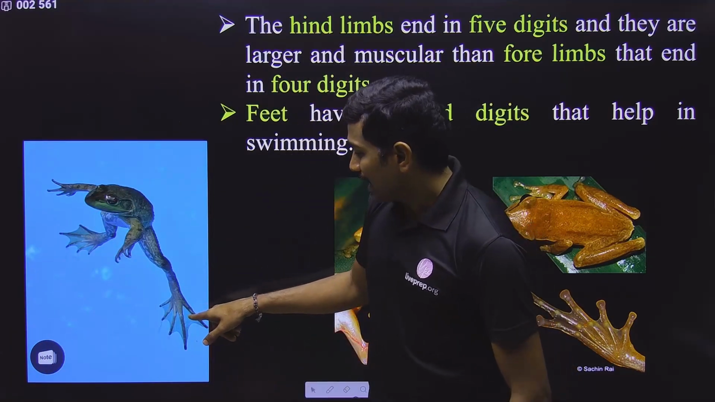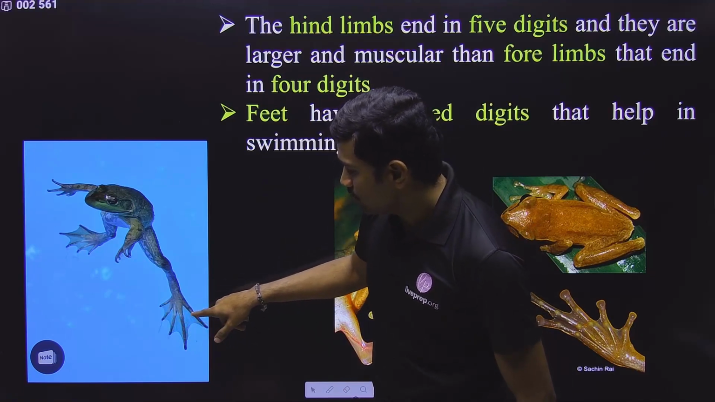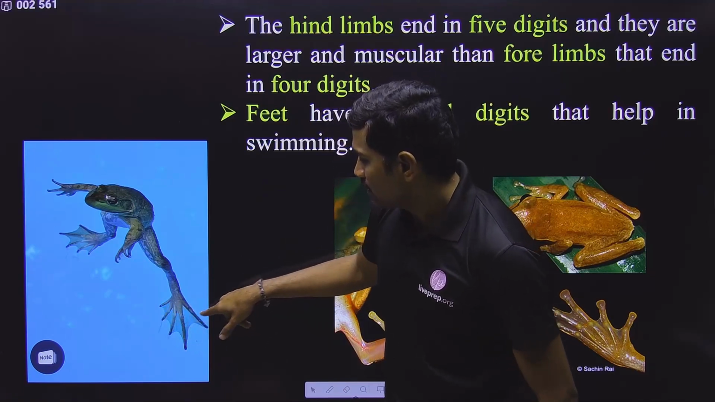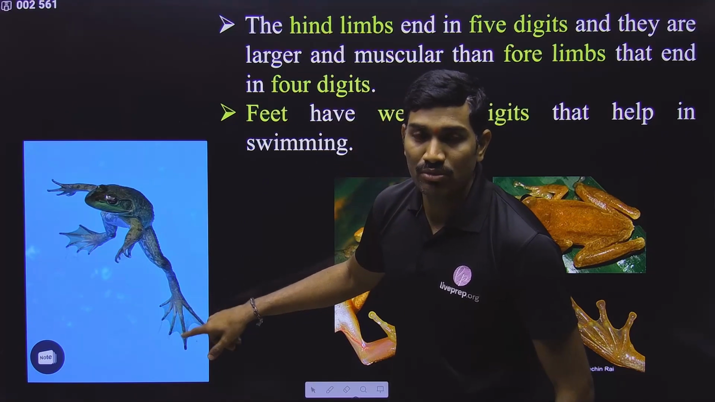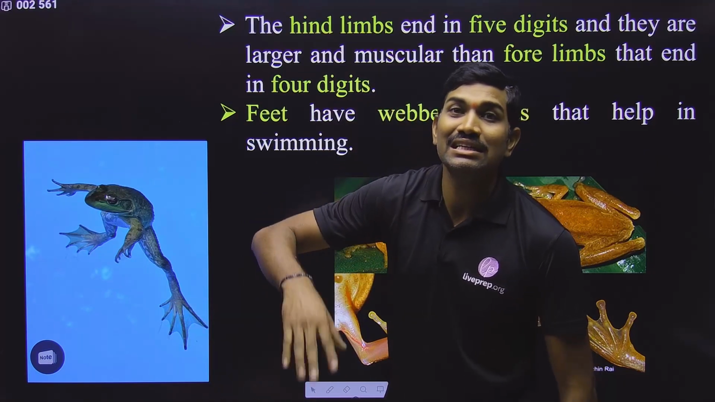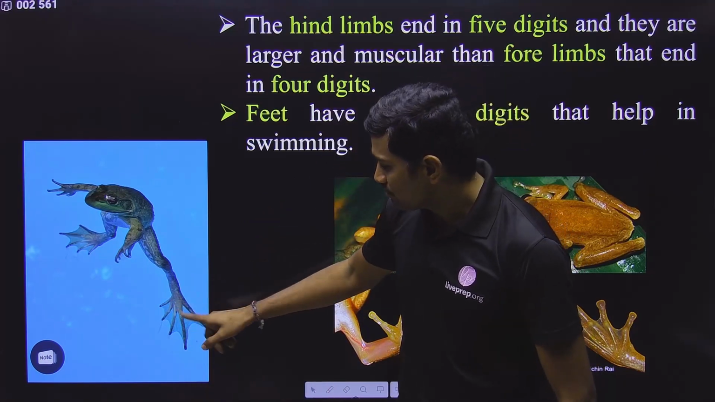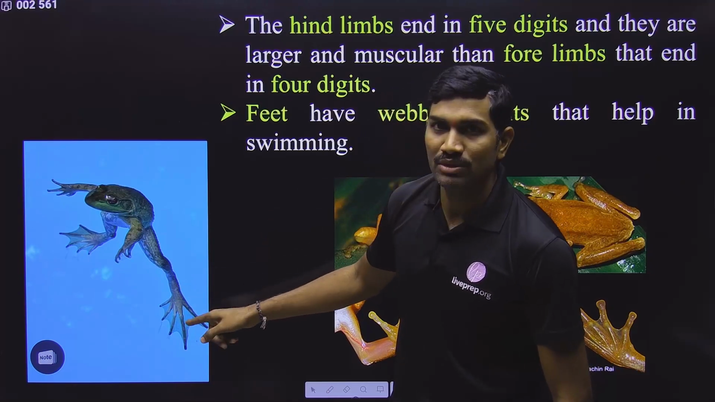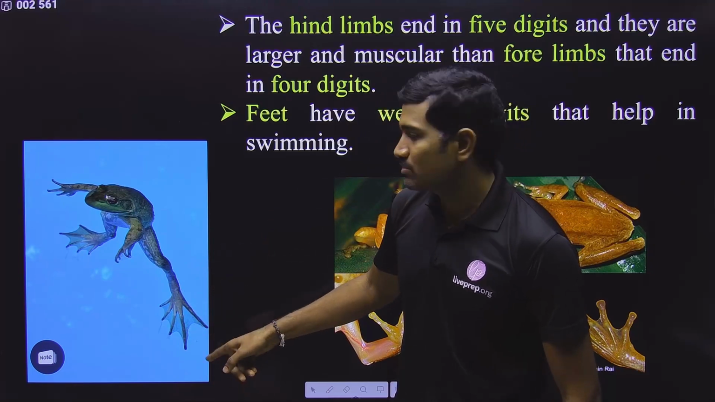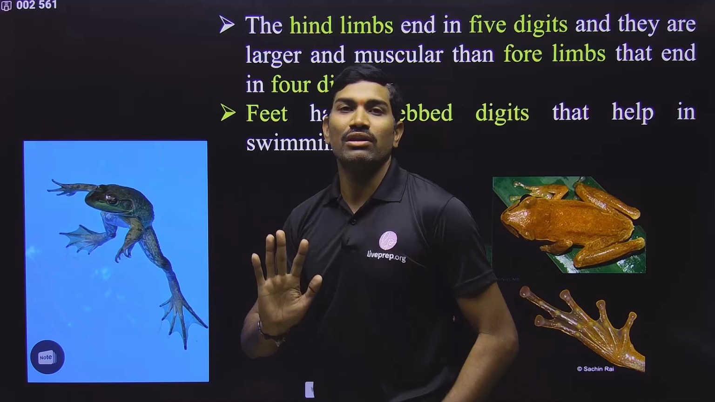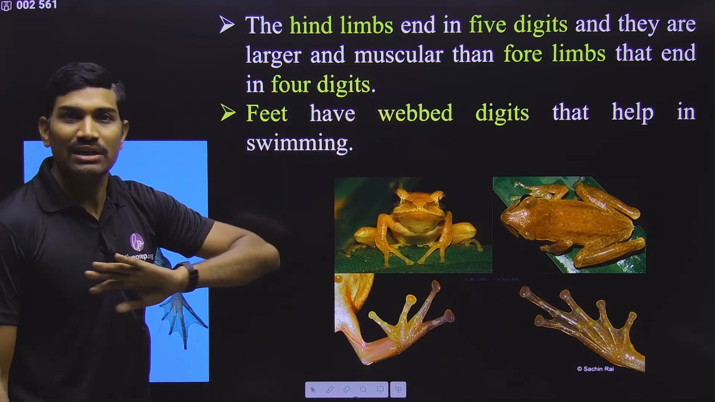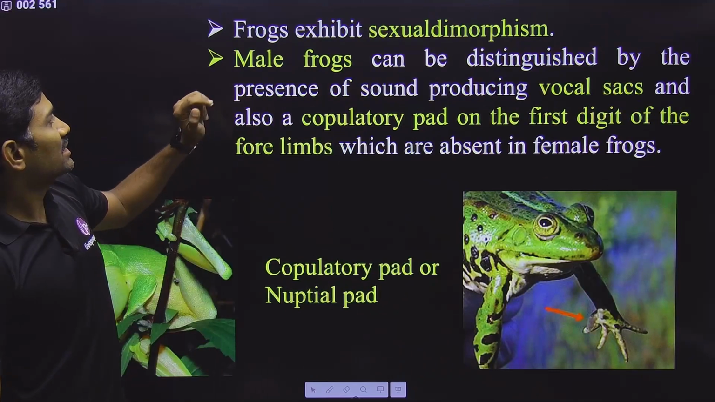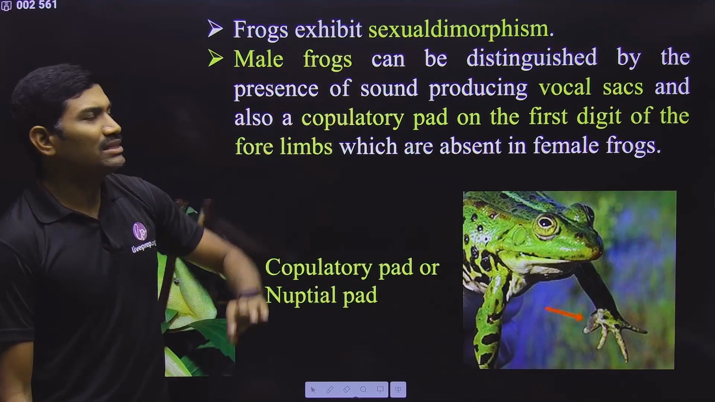that too for the hind limbs, between these particular digits you can see some webbed nature. Because of the webbed nature it can easily swim. So this webbing of the toes we observe only in the hind limbs, not in the forelimbs. This is also another important point that you need to observe from this information. Clear?